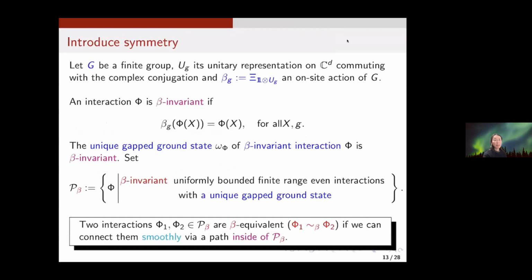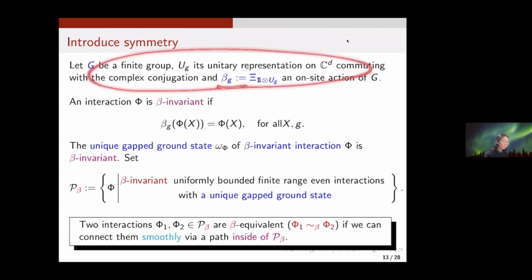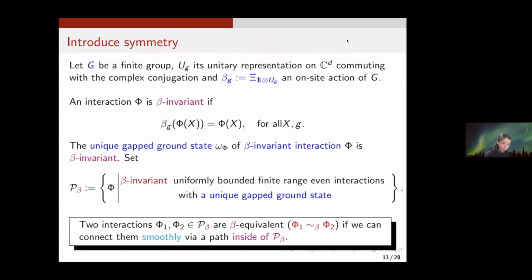Now, as I said, to consider SPT phases, we introduce the symmetry, and as we already decided, the on-site symmetry, like this way. With this symmetry, we say that an interaction phi is beta invariant if each interaction term is invariant. One important thing to note is that if phi is beta invariant and it has a unique ground state omega phi, then this unique ground state is also beta invariant.